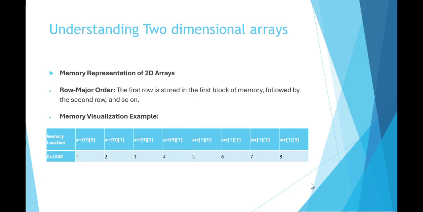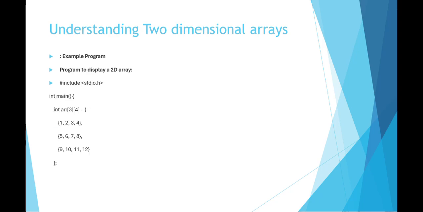Next, memory representation of a two-dimensional array. In row major order, the first row is stored in the first block of the memory, followed by the second row, and so on. Memory visualization example: how do we store the values in the two-dimensional array? Row 0 column 0, row 0 column 1, row 0 column 2, row 0 column 3, then row 1 column 0, row 1 column 1, row 1 column 2, row 1 column 3. Like this we store the memory representation of a two-dimensional array.